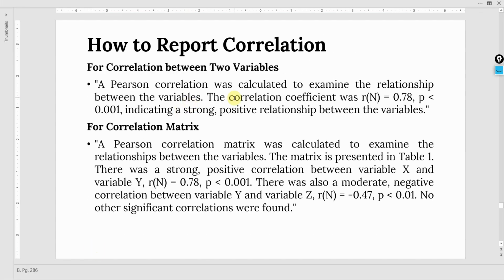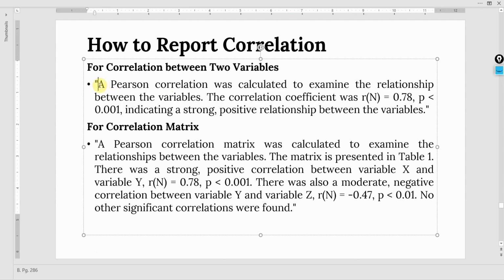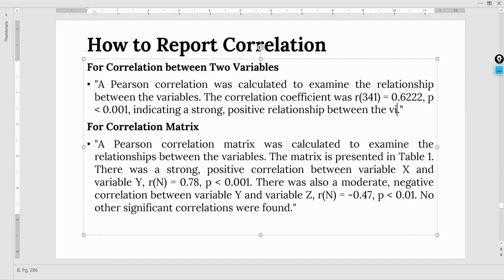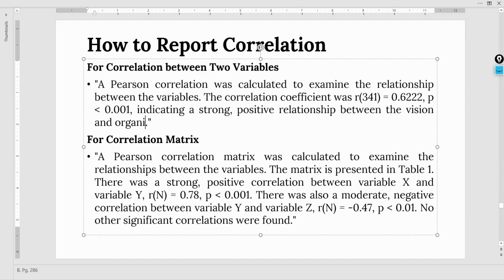Now, how do we report the correlation? A Pearson correlation was calculated to examine the relationship between the variables. The correlation coefficient was, now what is this n? This is 341. That is your sample size. And the correlation coefficient was 0.622. P-value obviously less than 0.001. And this indicates a strong positive relationship between, let's say instead of variables, we write vision and organizational performance.